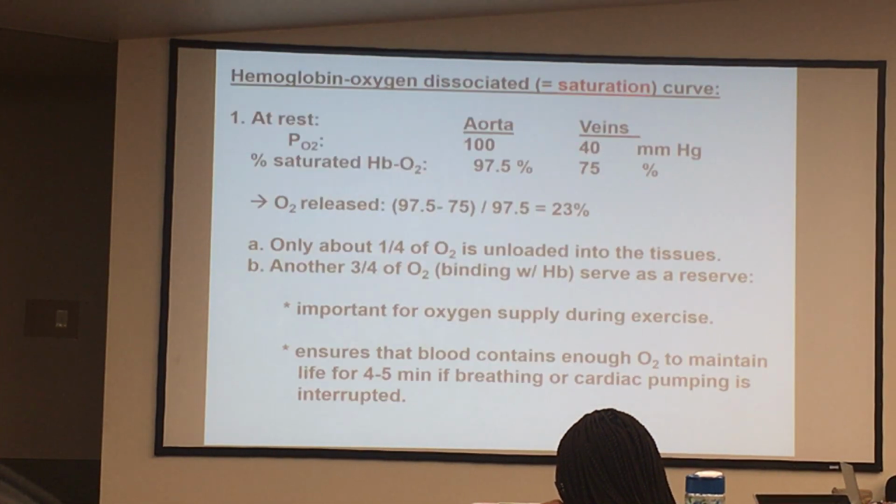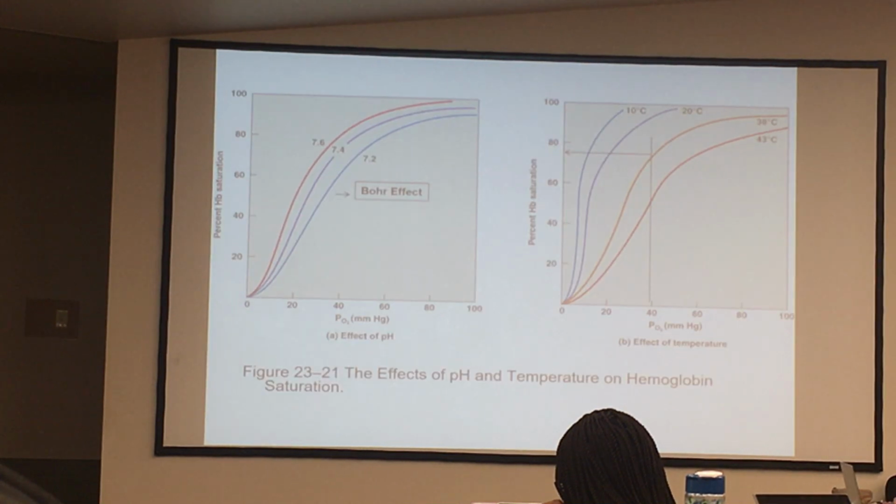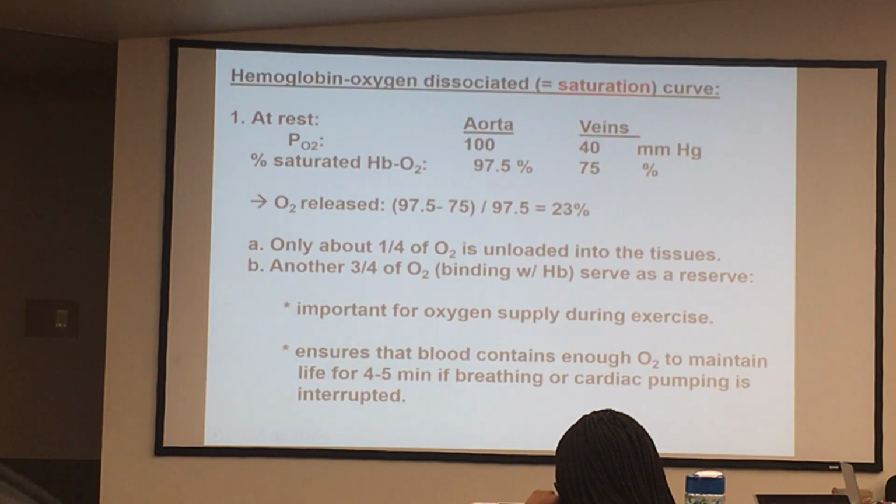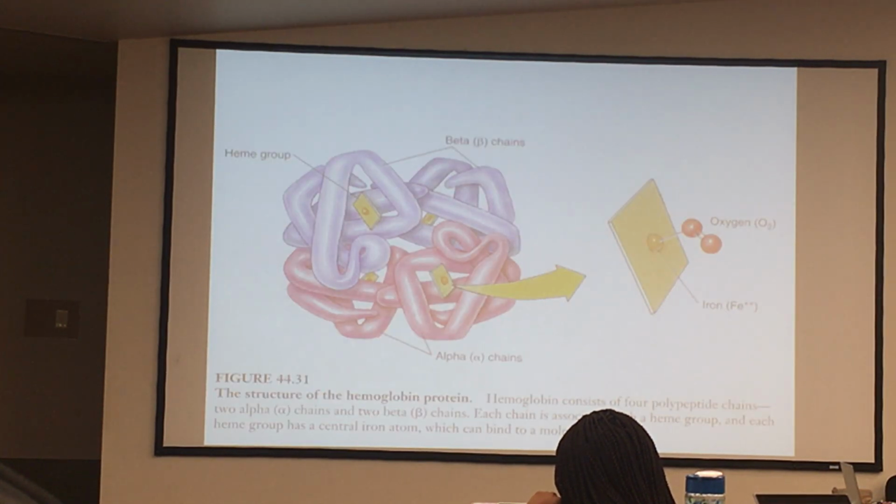And that is the one we just mentioned. The Bohr effect is the one for CO2 or hydrogen ion, and temperature is the other one. If we draw a line here, at 43 degrees we will release more, and the saturation decreases. So you have to know these terms. Don't worry about that.